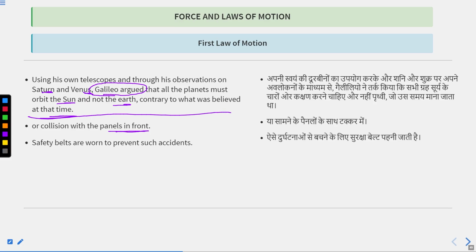This was all the information about Galileo Galilei. So today's class is over. In the next class, we will explore more about the first law of motion and more about inertia, and try to answer some basic questions which happen in our daily life.